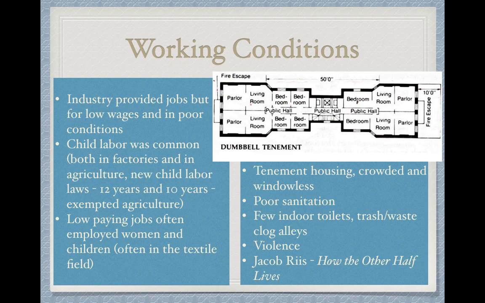Okay, working conditions. Industry is going to provide jobs, but for very low wages and in poor conditions. So the pull factor here is the jobs, but it's not the wages. Child labor is very common both in factories and in agriculture. There will be during this period some new child labor laws, which talk about 12 years down to 10 years in terms of limiting hours. But agricultural work was exempted from any child labor laws because you're usually working on your family farm.